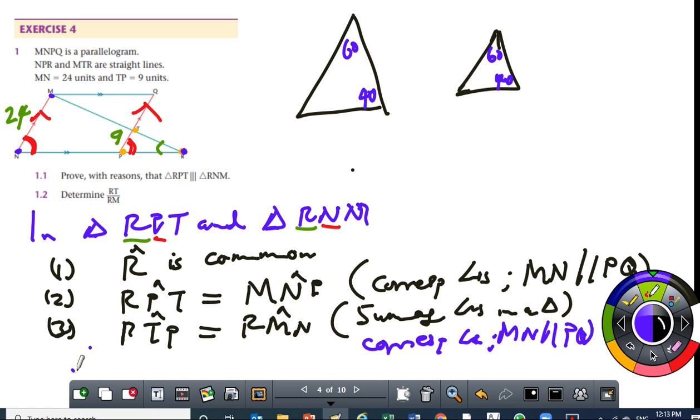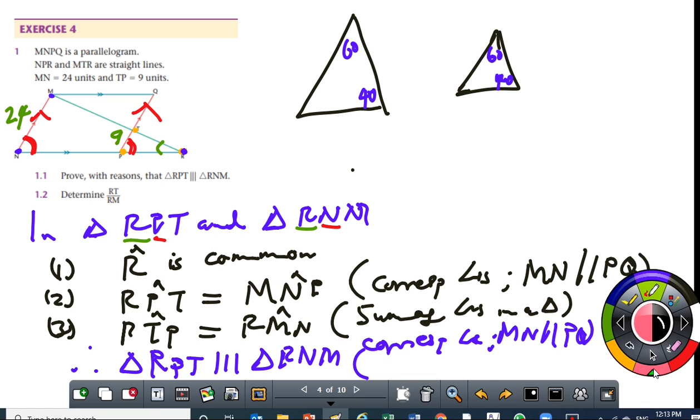Then you make a what? A conclusion, say therefore triangle RPT is similar to triangle RNM. Okay, your reason will be triple A. Let me use a different color. Your reason will be triple A. Okay, they are similar because their corresponding angles are equal. Okay, once you prove that the two triangles are similar, then you can do 1.2.